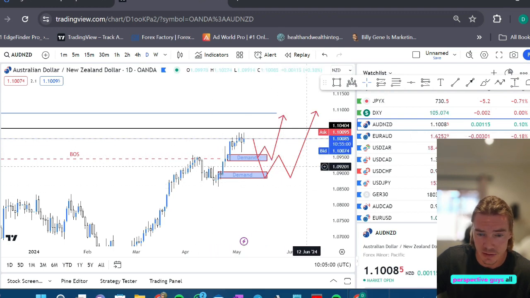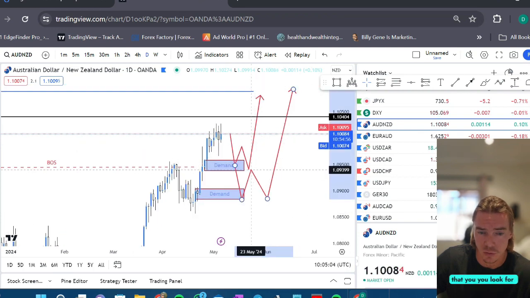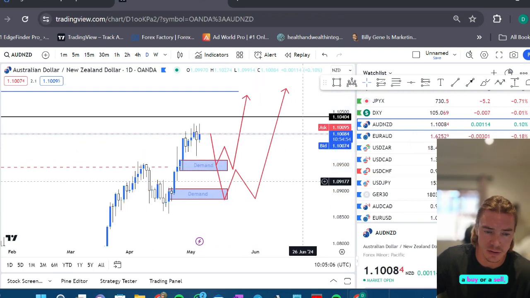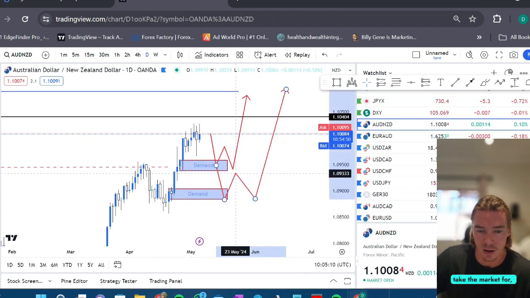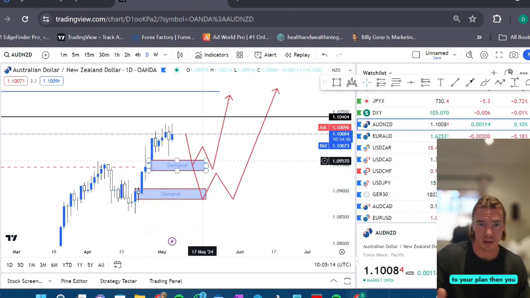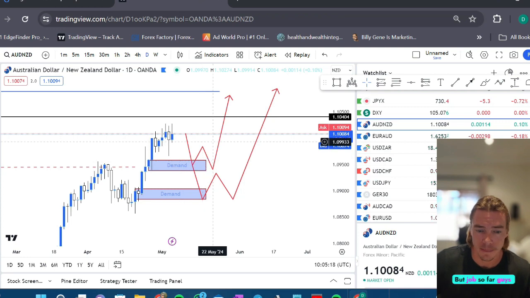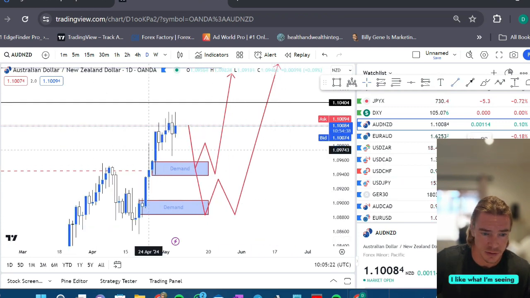Because we still are looking at the market from a different perspective, guys, all the time. I don't want you to ever think that you look for a buy or a sell. You're looking for buys and sells, so you know where to take the market for a ride. And if it doesn't go according to your plan, then you have another plan for that. Good job so far, guys. What I'm seeing here looks pretty decent. I like what I'm seeing here.